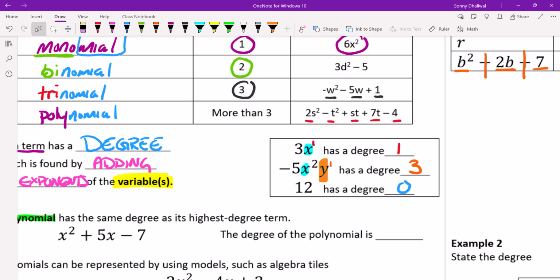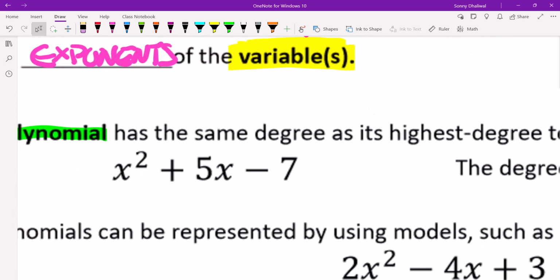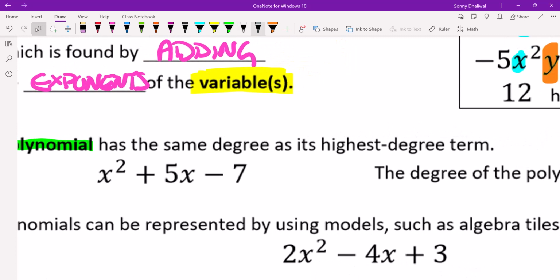What happens if an expression has multiple terms, right? So we have a term here, and we have a term here, and a term here. So this is for the binomials, the trinomials, the polynomials. What's the degree of this thing? What we do is we find the degree of each part and pick the highest. Right?